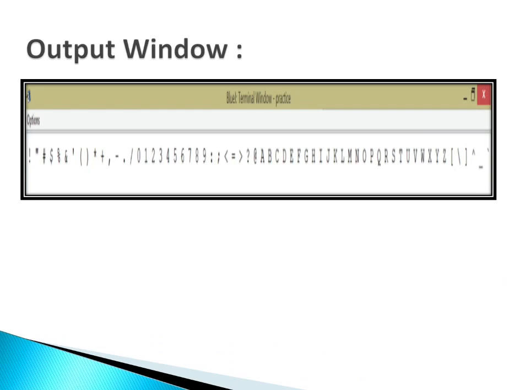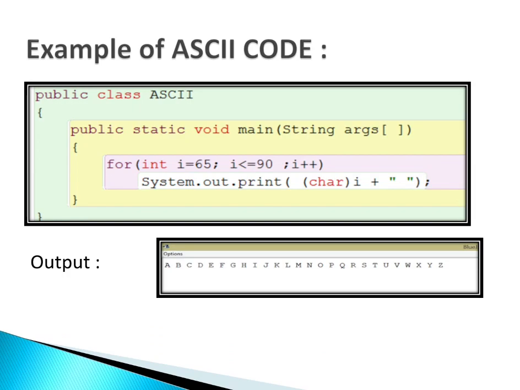If you want them separately, then what do you have to write? In place of 0 you have to write 65. In place of 127 you have to write 90. Means capital A till 90, which means capital Z. Capital A is 65, capital Z is 90. If you want to see capital A till Z, then you write from 65 till 90. That's why you are getting the output window, and in the output window, capital A till Z, each and every character one by one with space.